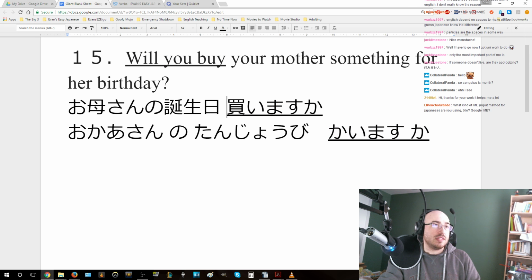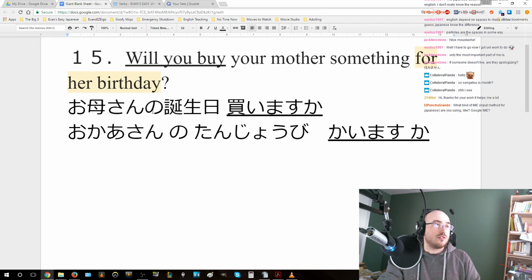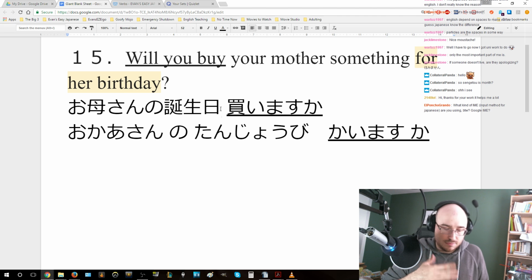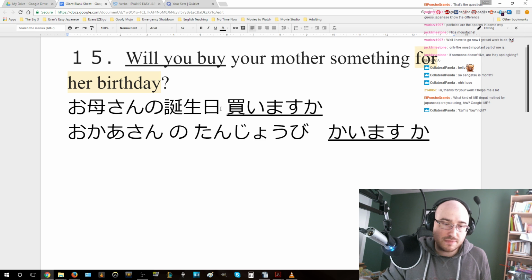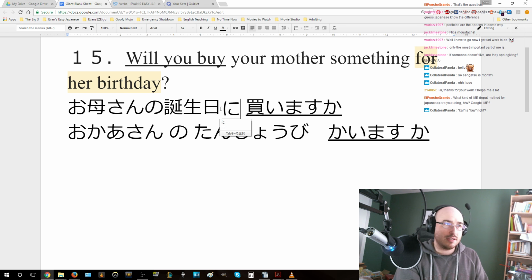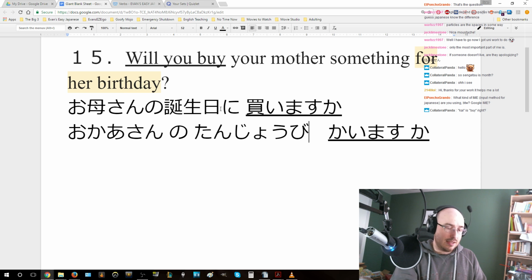Okasan no tanjobi. Okay, for her birthday. Right here, I'm going to highlight this a slightly less annoying color. So for her birthday, if you think about it, I'm going to Mexico on December 25th. I'm going to Mexico for Christmas. For and on really mean the same thing. So we can just use a ni particle here. Boom. Tanjobi ni.